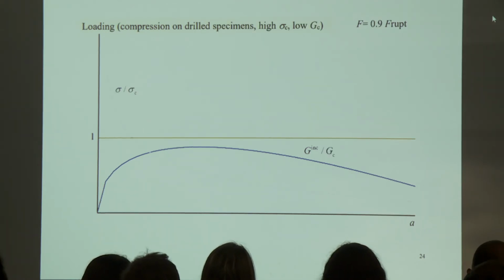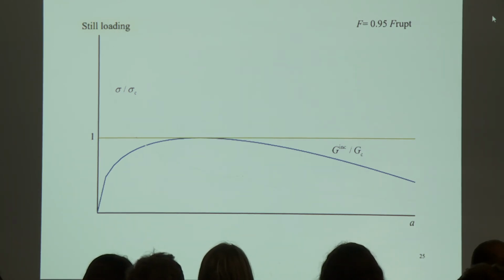Next, I will consider the opposite case. Now we have a high sigma C and a low GC. This is for ceramics, for instance. Okay, so now, unfortunately, the stress condition is here. You see, it's very difficult to fulfill the stress condition because it is just fulfilled here, and this is the energy.